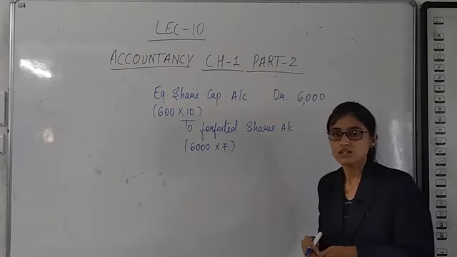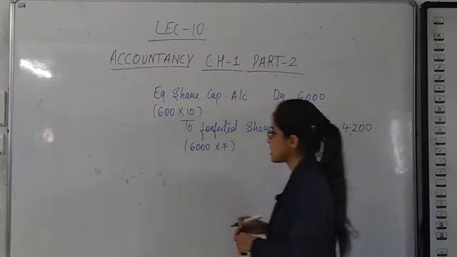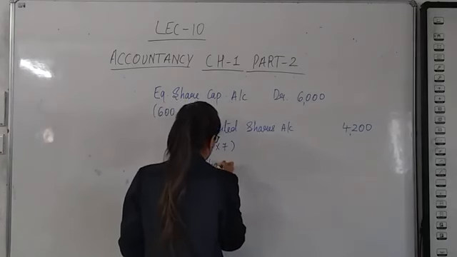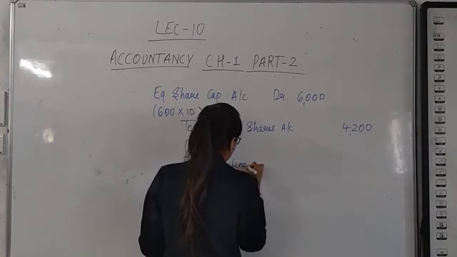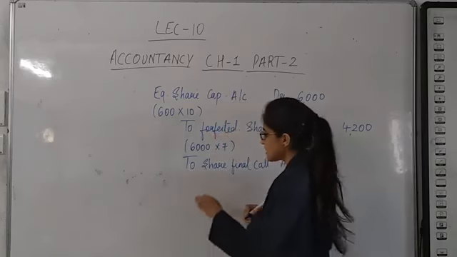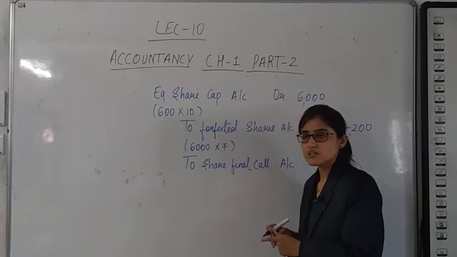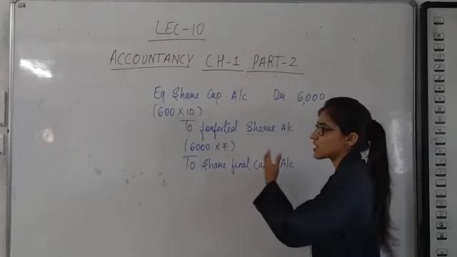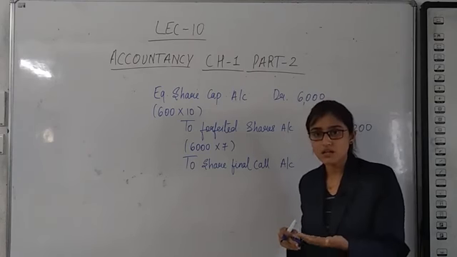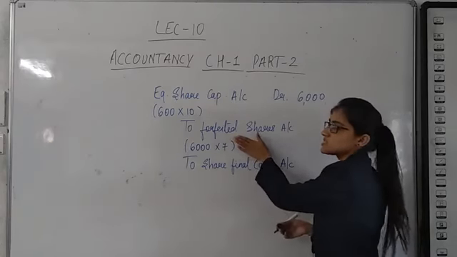Lastly, the person has not paid the final call money. So write that: to share final call account. Why did I write this? Because this amount is not received by the company. You might be thinking, ma'am, you did not write the share allotment amount which is present in the journal entry that you have explained. But the amount of share allotment is received. So anything that is received is included here.